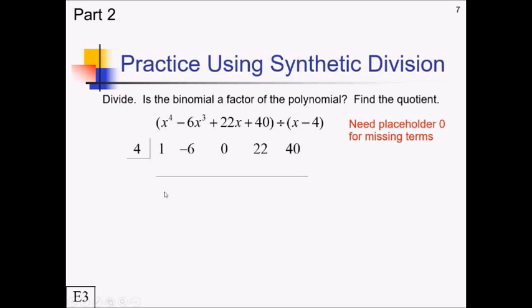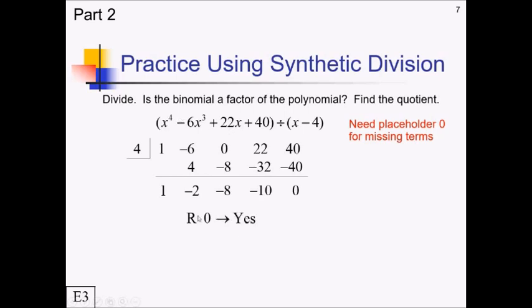We have our line. We bring down the 1, and actually pause the video and finish this one off if you want. So we have a 1 down here, times 4 is 4, plus negative 6 is negative 2, times 4 is negative 8, plus 0 is negative 8, times 4 is negative 32, plus 22 is negative 10, times 4 is negative 40, plus 40 is 0. So we have a remainder of 0, and that means that x minus 4 is actually a factor of this polynomial.